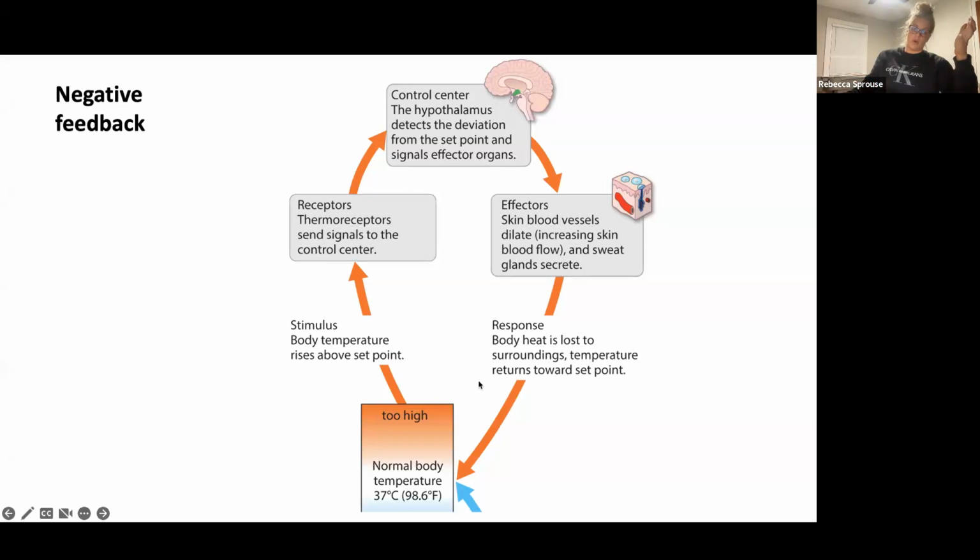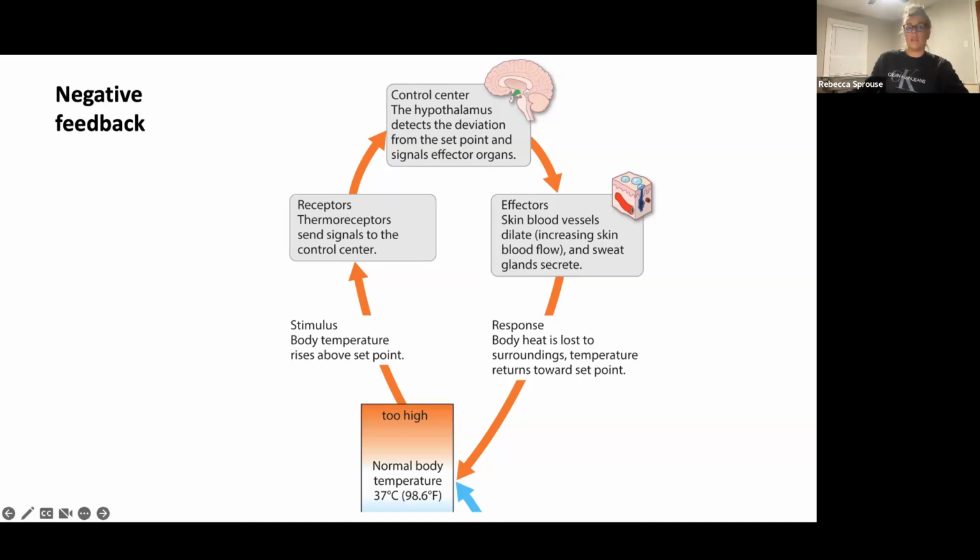Now, let's say your body temperature rises too high, for example you get a fever. Your temperature is above 98.6. That's the stimulus, something that sends a message to a receptor. The receptors are your thermoreceptors, which detect body temperature all throughout your body. Let's say this one's in your skin. It detects that, hey, it's too hot, so we send a message up to the brain.